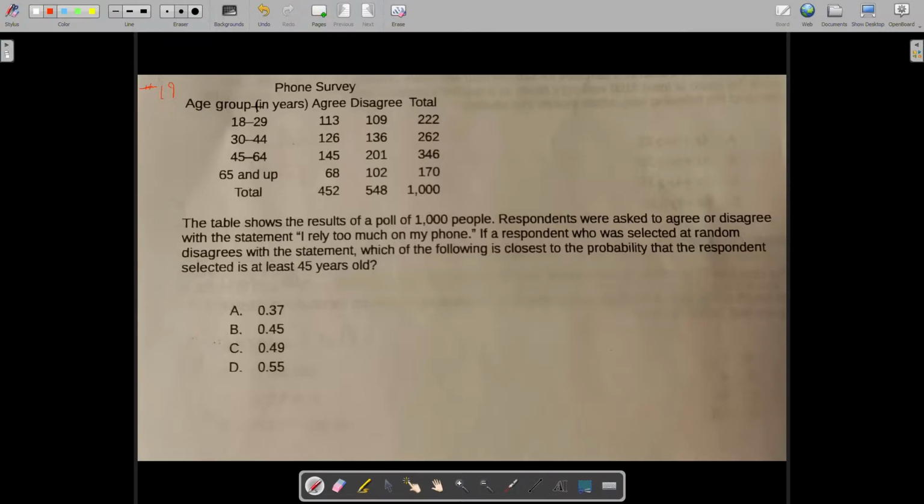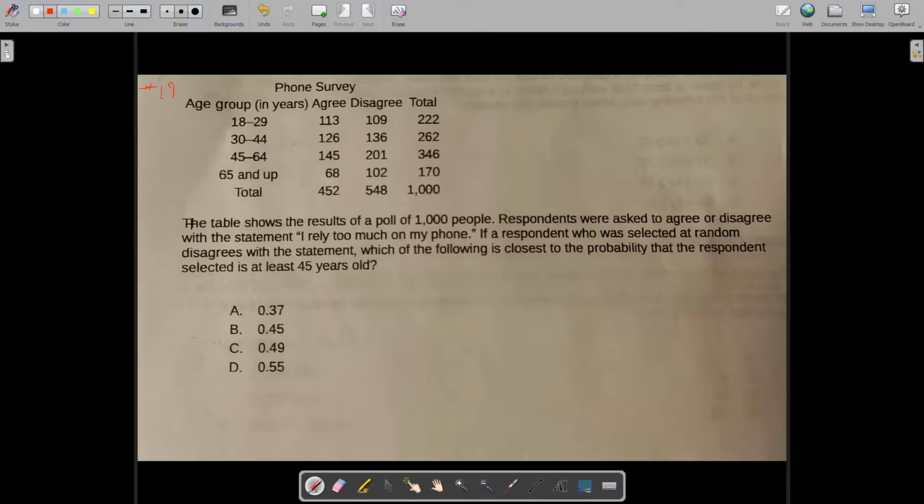So up top, it's got a little graph. It shows a bunch of age groups, people who agree in that age group, people who disagree in that age group, and the totals. So, for example, in the age group of 65 and up, 68 people agreed with the statement, 102 disagreed, and there was 170 total, which is found from adding these two numbers up.